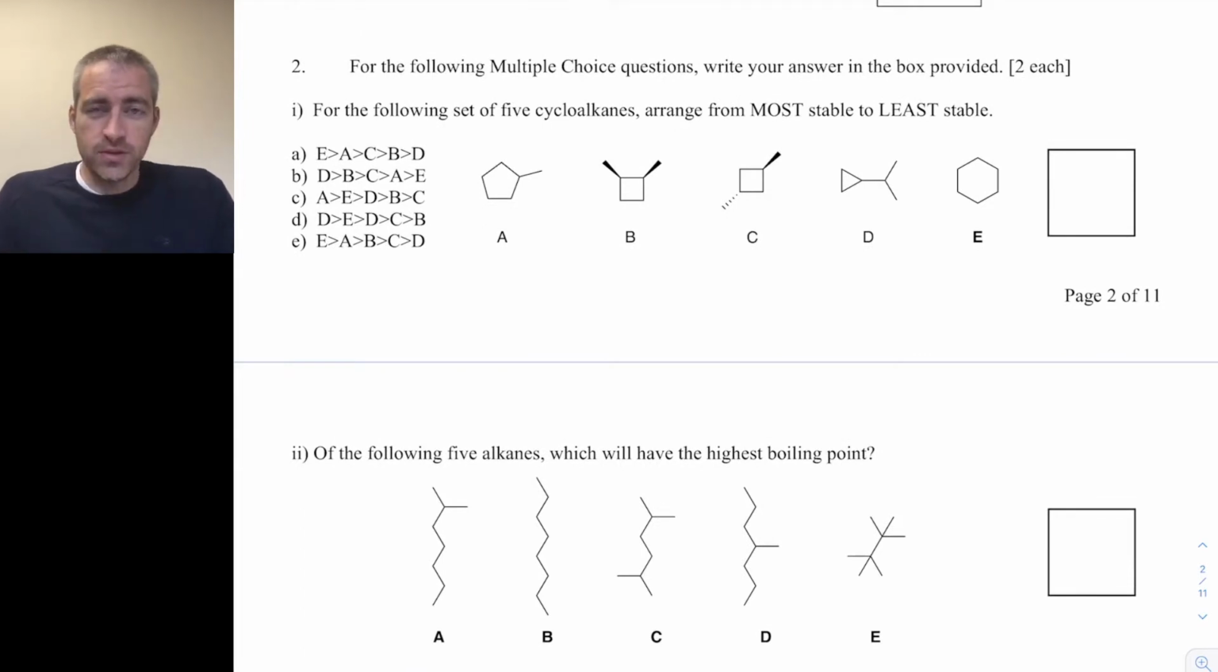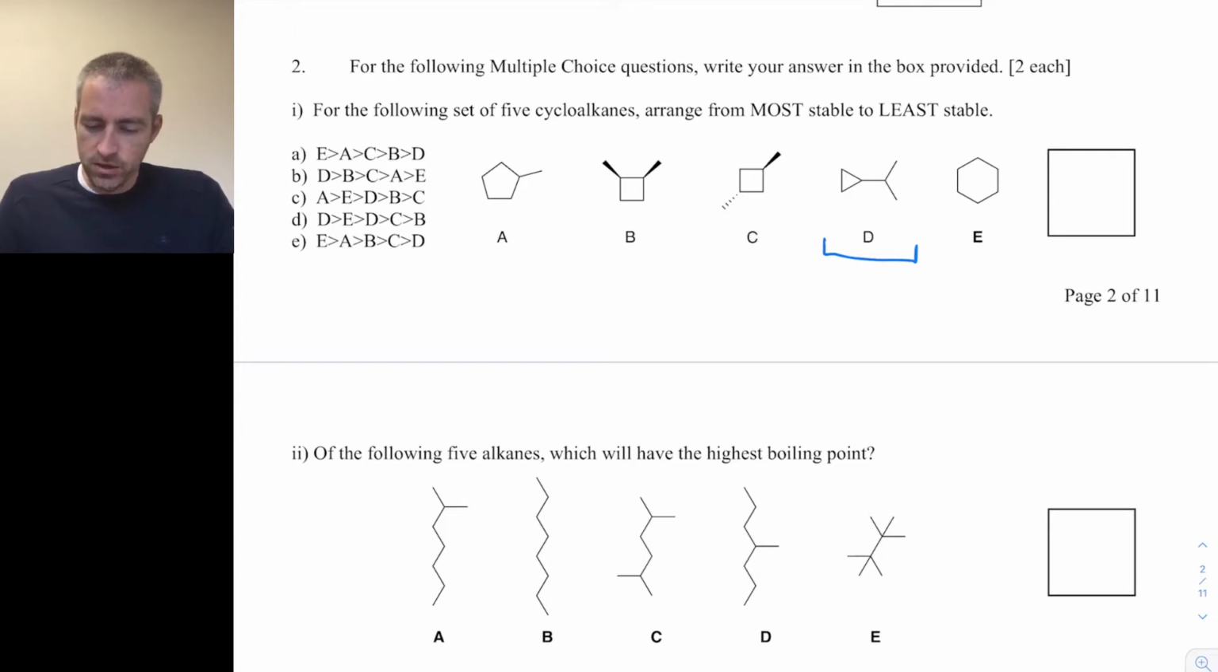Question 2 says, for the following multiple choice questions, write your answer in the box provided. Number 1, for the following set of 5 cycloalkanes, arrange from most to least stable. So just looking at these, the one that would jump out at me as probably being least stable would be D, because it has a 3 carbon ring, a cyclopropane ring, which has very severe angle strain.